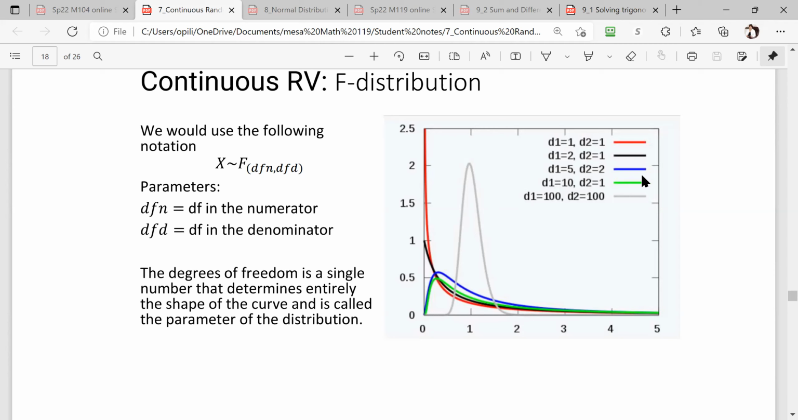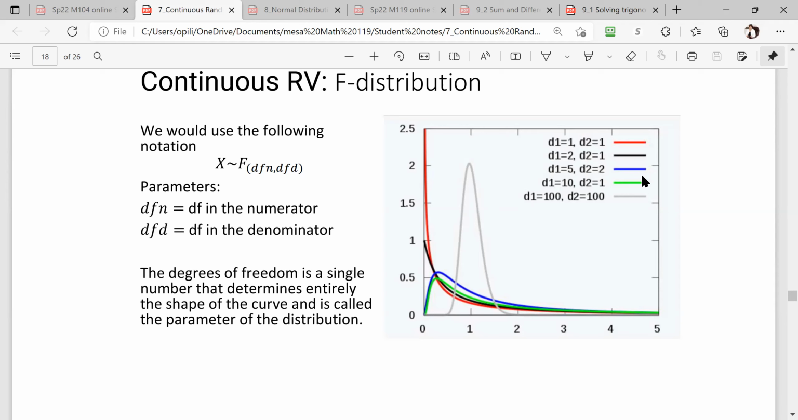The degrees of freedom is a single number that determines entirely the shape of the curve and is called the parameter of the distribution. So again, for our F distribution, we have 2 parameters. And for this unit, you will be given those 2 parameters, but you need to be able to use them in order to find areas under this density curve. So that's what the objective is.